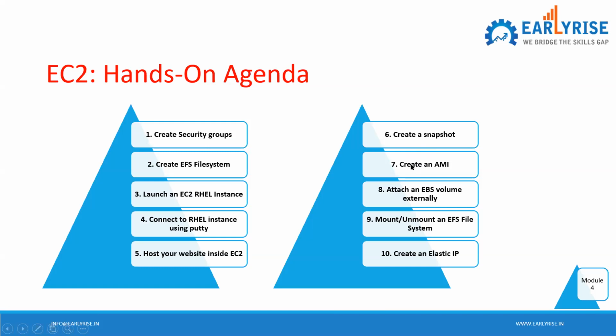So from the previous session, we have a few hands-on spillover, like creating an AMI, attaching an EBS volume externally to an EC2 instance, and then creating an elastic IP address, right? So far, what is your feedback on how we are doing? Any suggestion or improvement area, feel free to suggest.